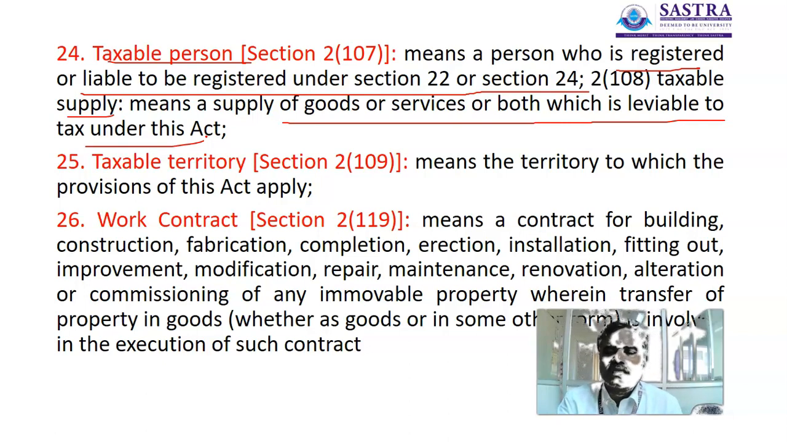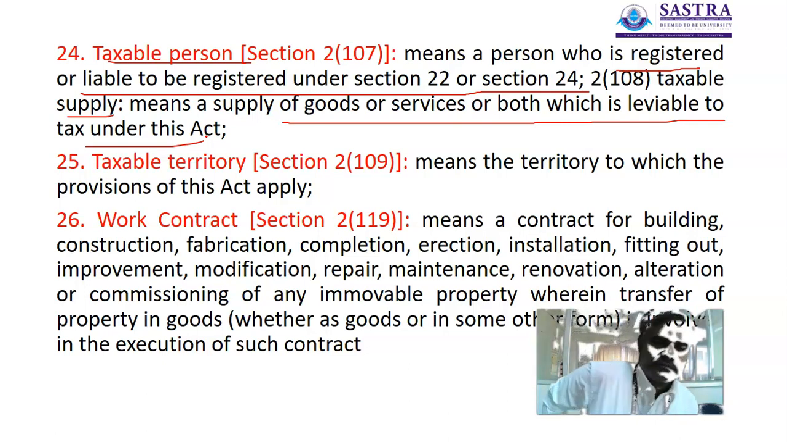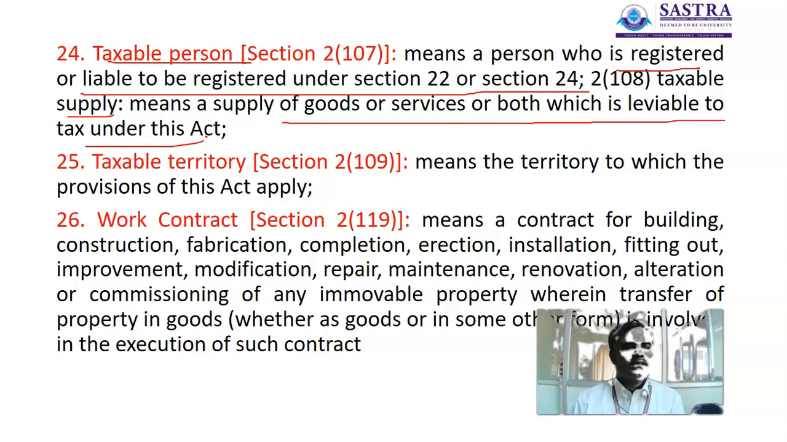A person who supplies taxable goods or services or both is called a taxable person, but they should be registered. But simply said, all registered persons are taxable persons. Very simple. Because when you register your business, only then are you eligible to collect GST and pay the GST.